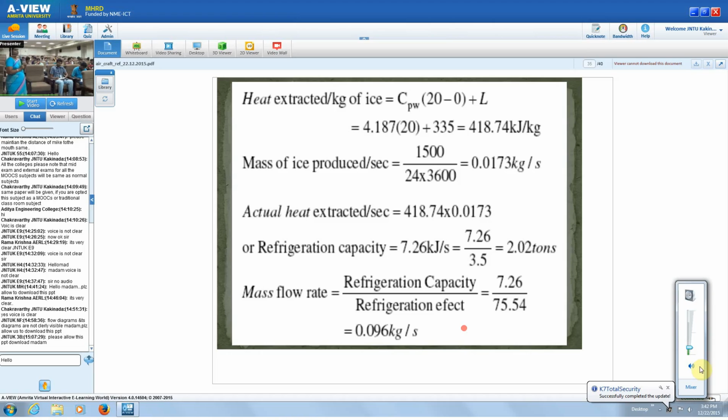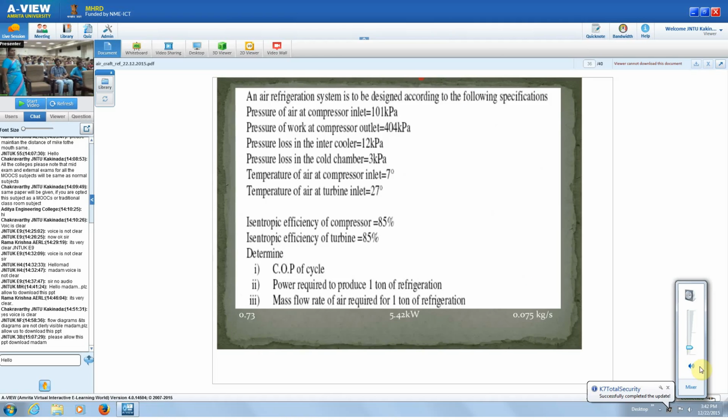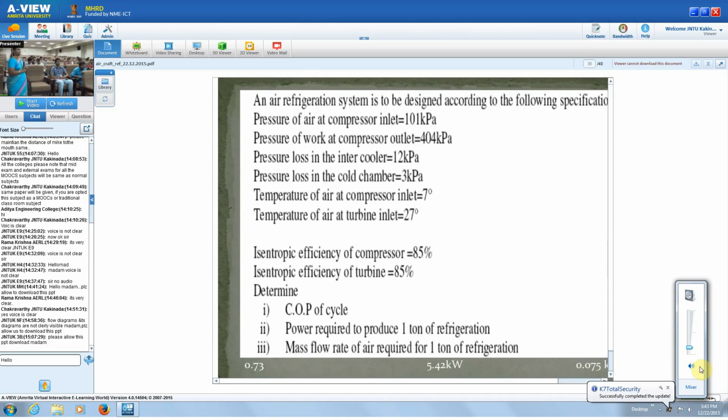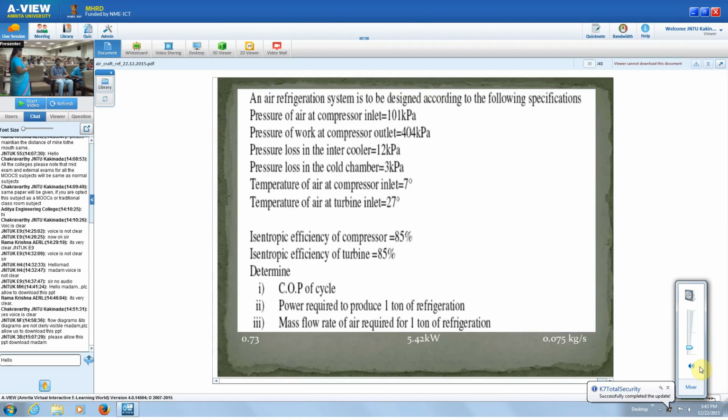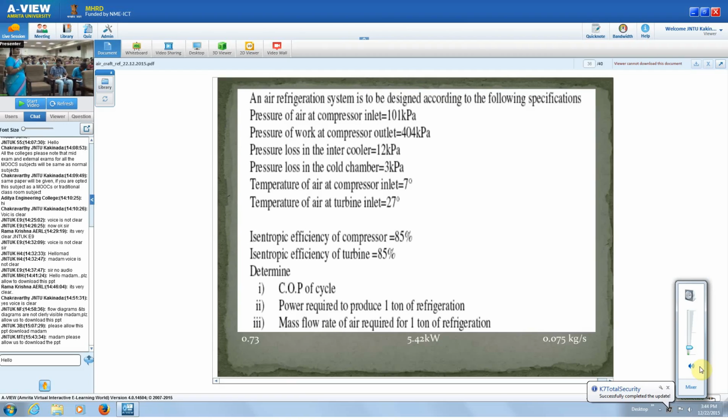The difference between the previous problem and this one is that in the previous problem the isentropic processes are given, whereas in this the polytropic index are given. Only that is the difference between the previous one and this. And the answers are also given at the end, so you can do this problem and verify.